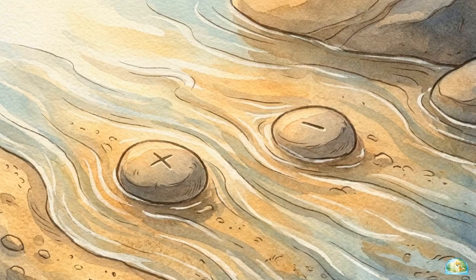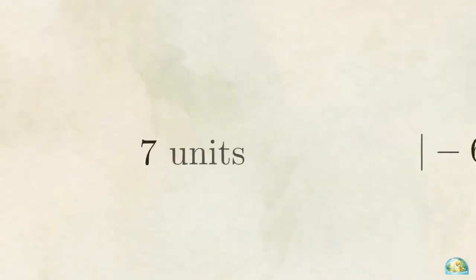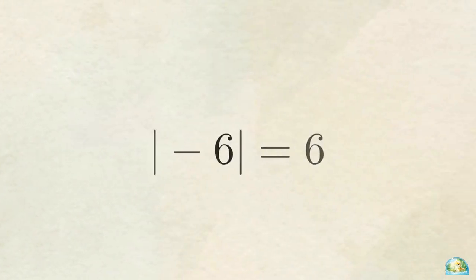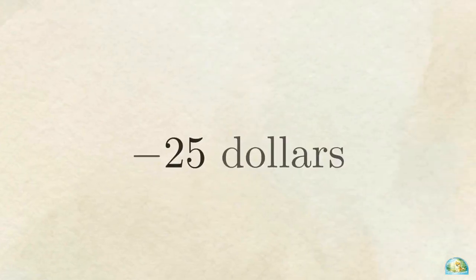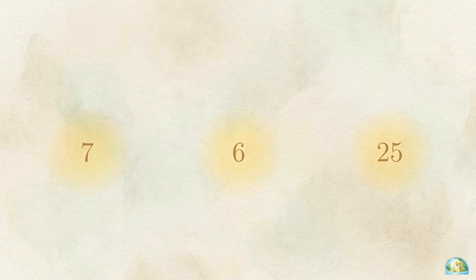Across every example, the lesson is the same. The sign indicates which way to move, but the absolute value always tells us how far. We saw it in the pebble ticks, measuring 7 units, the stone marking a distance of 6, and the driftwood table recording a $25 change. When we strip away the directional signs, the isolated magnitudes, 7, 6, and 25, represent the true scale of each event.